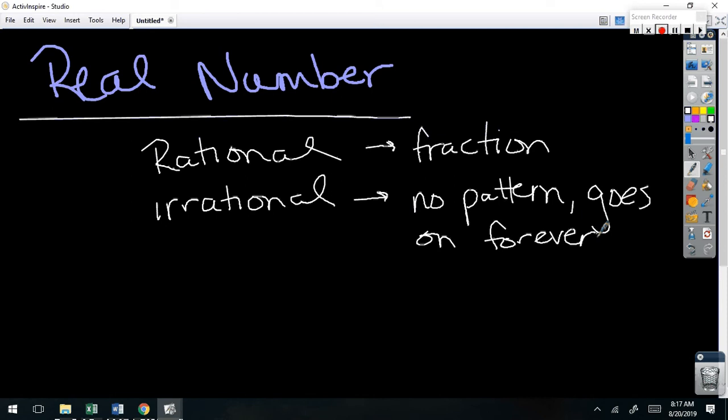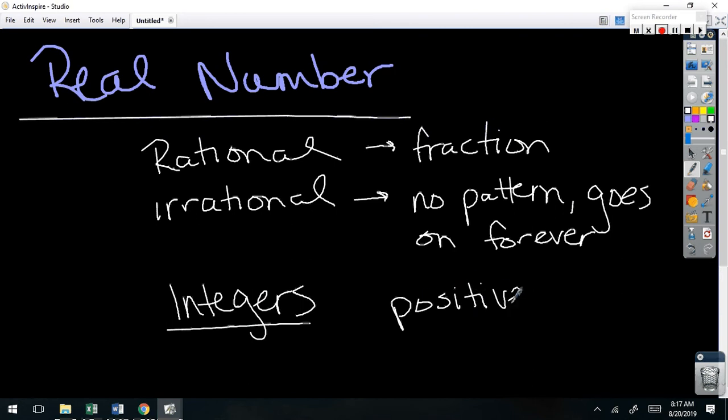Let's see. We talked about whole numbers. What are integers? Anybody? Nobody? Positive and negative. I hate to say whole numbers because whole numbers are only positive, but positive and negative numbers with no decimal, okay?